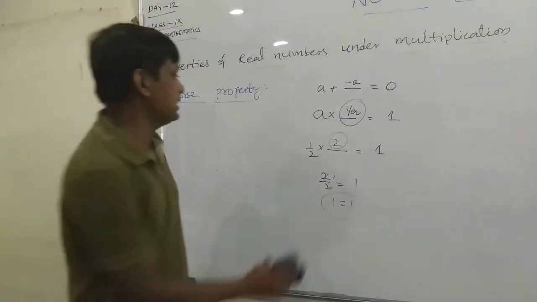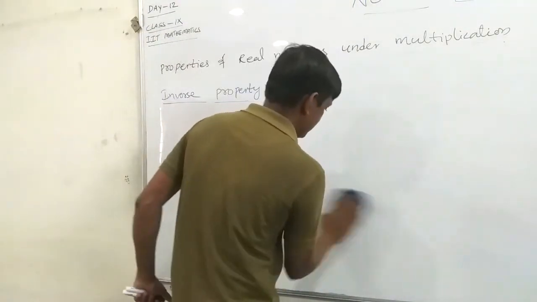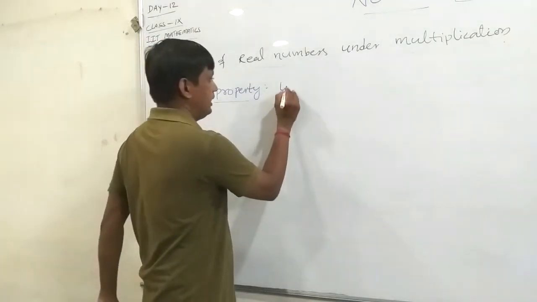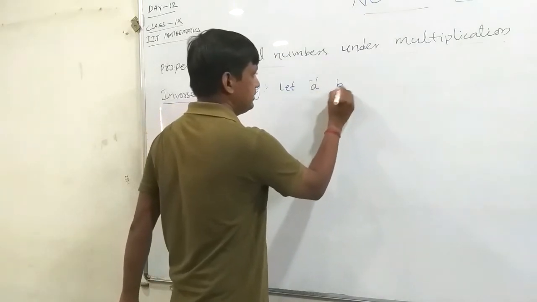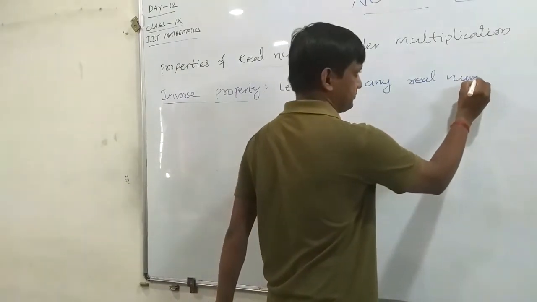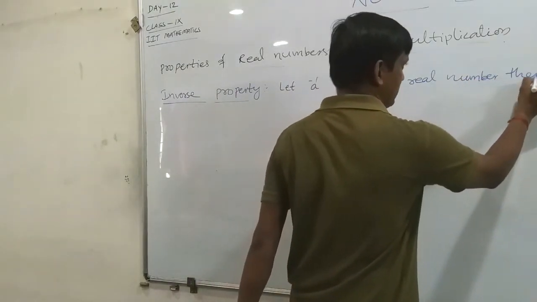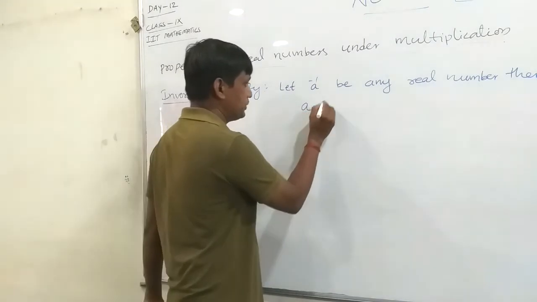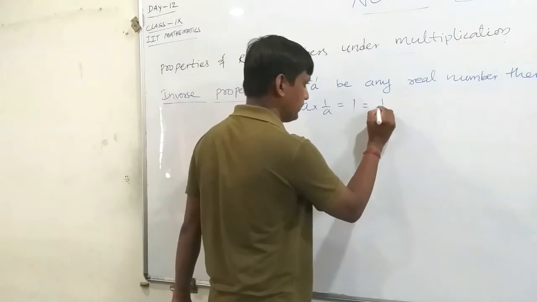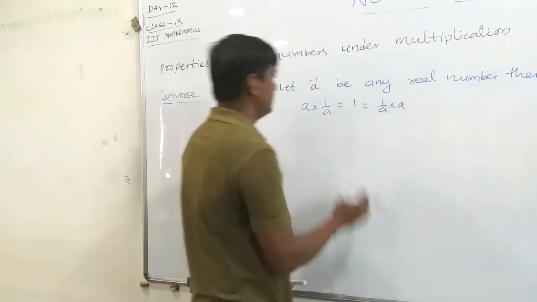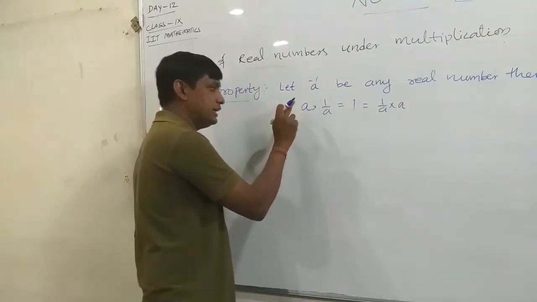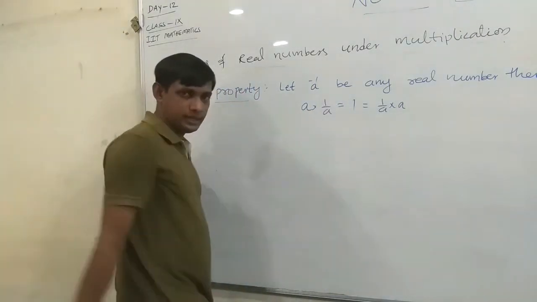So we will see the general example here. Let a be any real number, then a into 1 by a is equal to 1, which is equal to 1 by a into a. So if I take this as the first term a, then this will be the inverse, and for this a, the inverse is 1 by a.